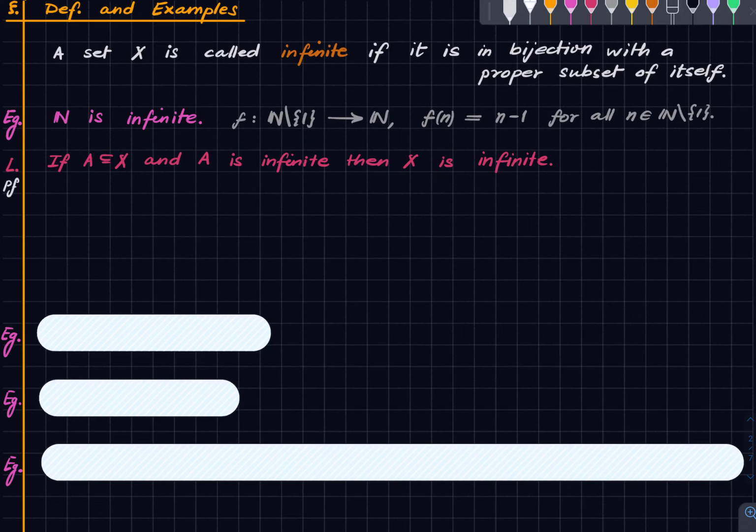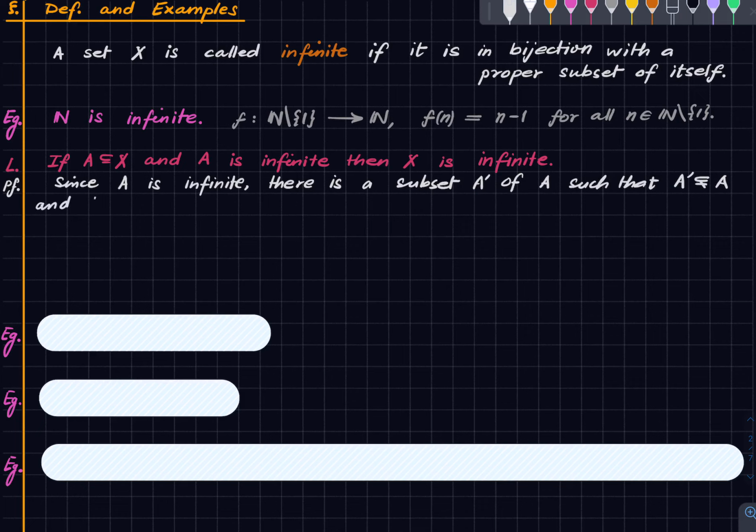And it's very simple. Since A is infinite, there is a proper subset A prime of A such that A prime is strictly contained in A and there is a bijection between A prime and A.